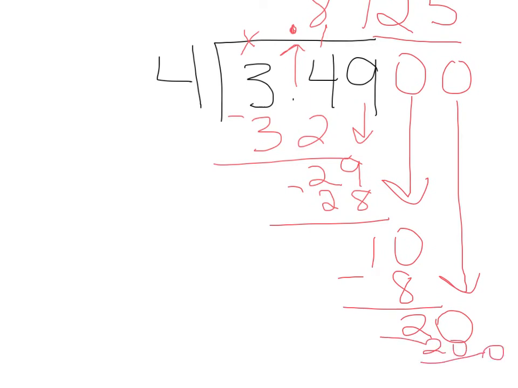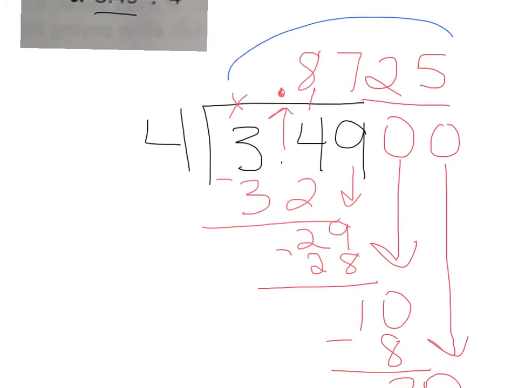And as soon as we have a 0 down there, we know our answer is done. So my answer is 0.8725. You need to keep going. You cannot have remainders. So we'll need to add, like we did, those zeros.